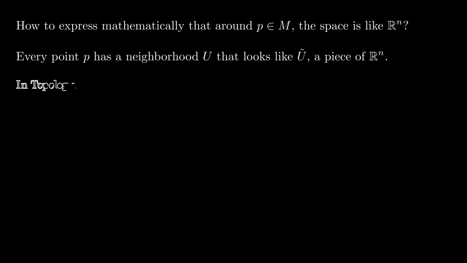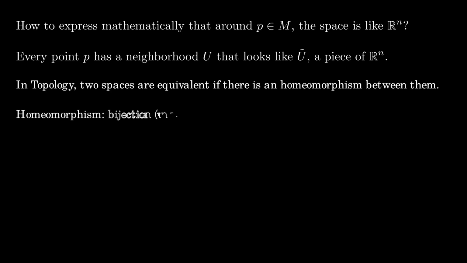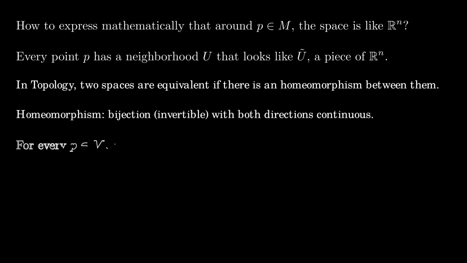In the category of topological spaces, the idea of two spaces looking the same, or being equivalent, is captured by the fact that there is a homeomorphism between them. A homeomorphism is an invertible function with both itself and its inverse continuous. Homeomorphisms preserve the topologies and define an equivalence relation between topological spaces. So, given that every point in M has a neighborhood that is topologically equivalent to an open set in the Euclidean space, we say that M is locally Euclidean.